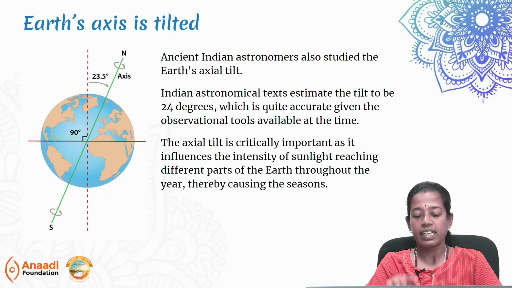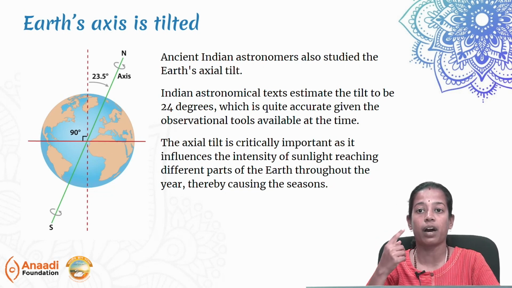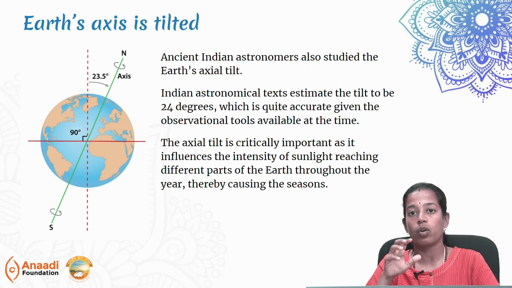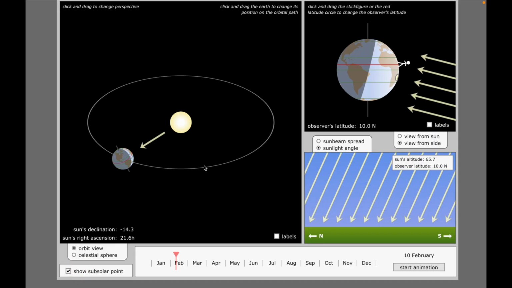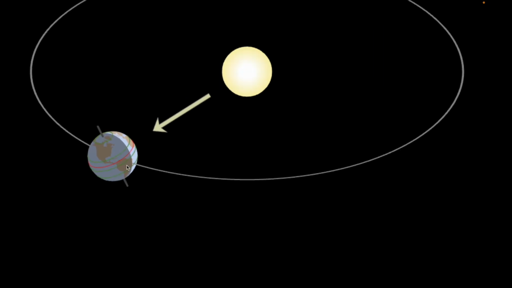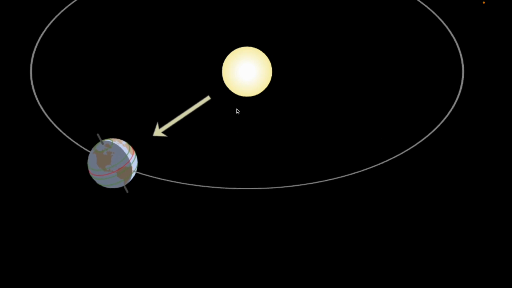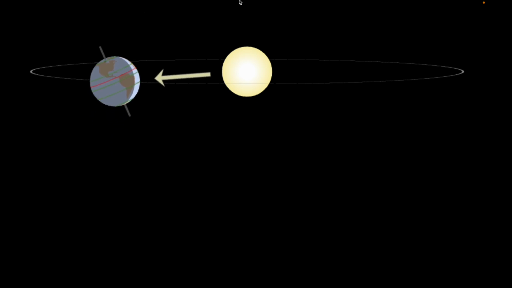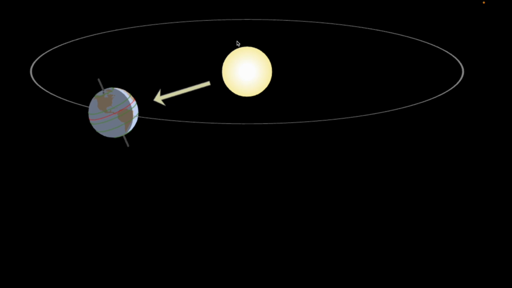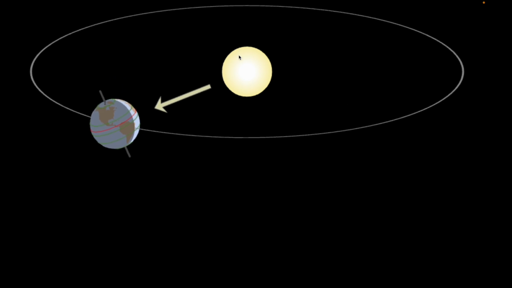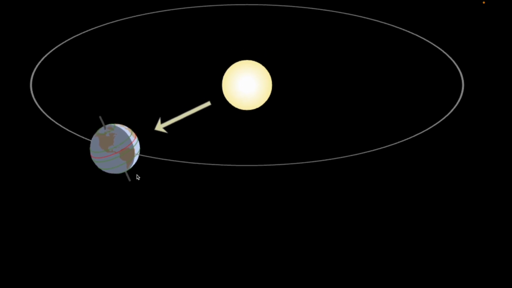This axial tilt is very important because it influences the intensity of the sunlight that reaches different parts of the Earth throughout the year. This is what also causes the seasonal changes. We all know that the earth goes around the sun. When we closely observe, the earth has a certain tilt with respect to the orbit in which it is going around the sun. This tilt is not perfectly 90 degrees with respect to its orbit. Now it is 23.5 degrees. Ancient Indian astronomers approximated it to 24 degrees. Actually, the tilt keeps changing with time, and currently it is at 23.5 degrees.